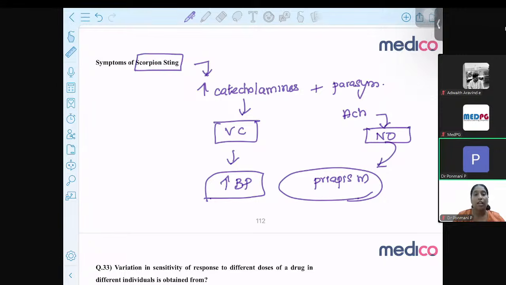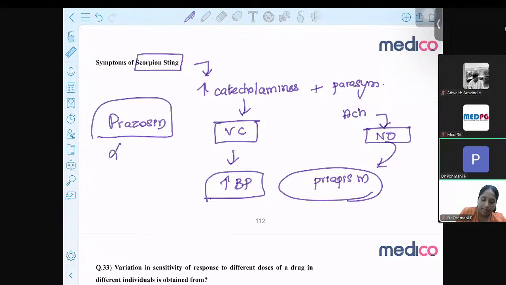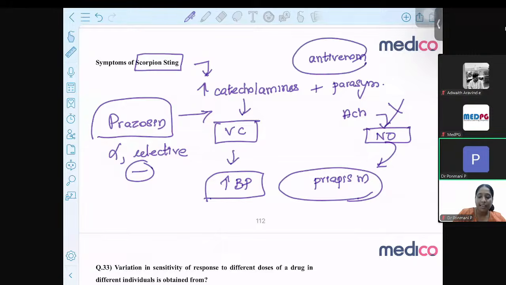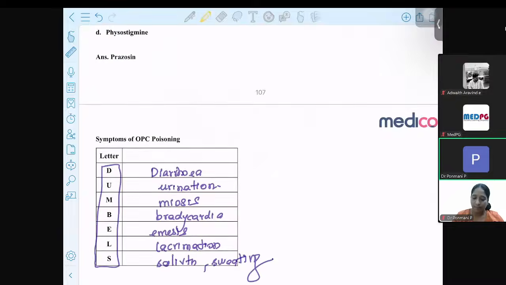and that is the reason for the painful erection. So now what is the drug you need to give for scorpion sting? The drug of choice is prazosin. What is prazosin? Prazosin is a selective alpha-1 blocker. So when it blocks the alpha-1, the vasoconstriction symptoms will subside and BP will also get reduced. We are not going to treat this with a cholinergic agent, because if you give an anti-venom for the scorpion sting, that itself will subside the symptoms, and there is no need to use a specific cholinergic agent for that. So the drug of choice for scorpion sting is prazosin.